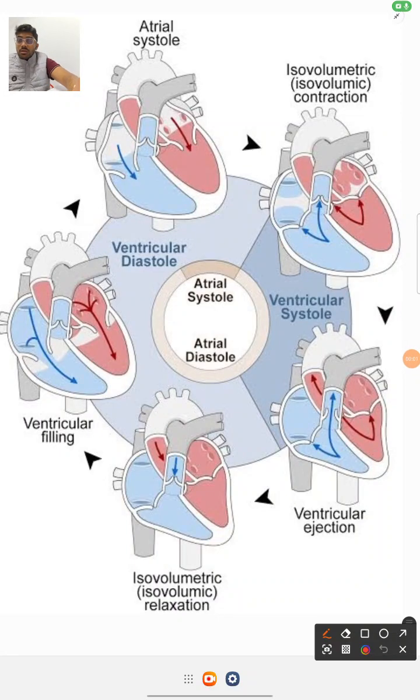Hi everyone. I'm going to explain the cardiac cycle. Right now, you should forget everything about S1, S2, S3, S4, and everything about the heart sounds. Now we are focusing on the cardiac cycle only, the filling and then ejection and all. So right now you forget everything about the other heart sounds.